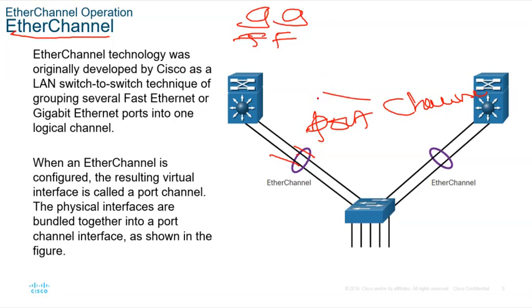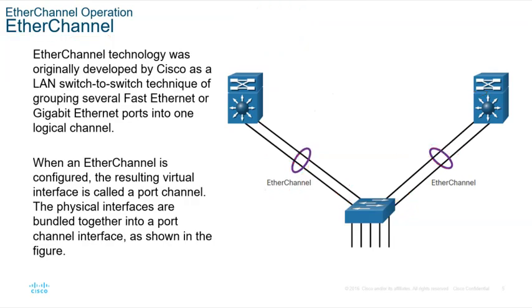So when you look at this, without Etherchannel, without link aggregation, automatically one of the links has to be blocked to prevent loops. But now that they are grouped, they will be treated as a single logical link.